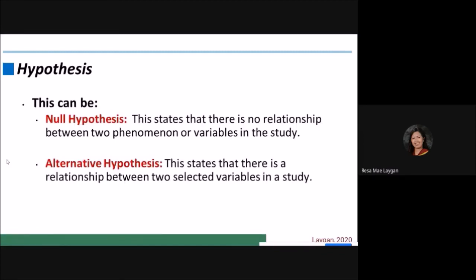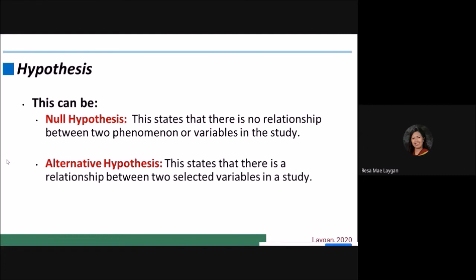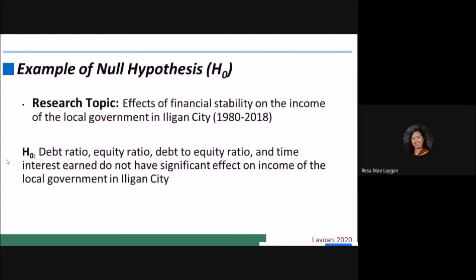So when we say null hypothesis, this states that there is no relationship between two phenomena or variables in the study. Your null hypothesis is usually tested at a 5% level of significance, because it can also be adjusted, especially when you do the analysis of your equation. Another is the alternative hypothesis, which states that there is a relationship between two selected variables in a study.